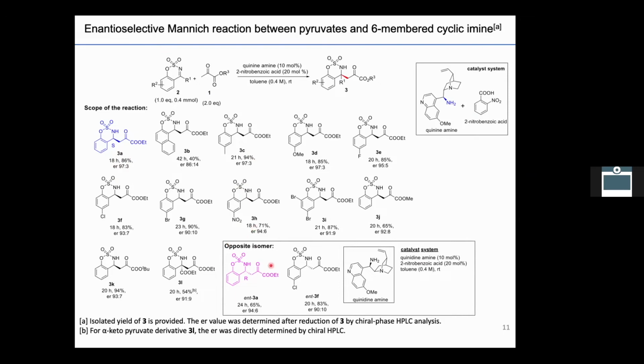We could also make the opposite isomer, the R enantiomer, just by changing the catalyst, using a pseudo isomer of the catalyst itself, and look at the selectivity, 94:6. Amazing.